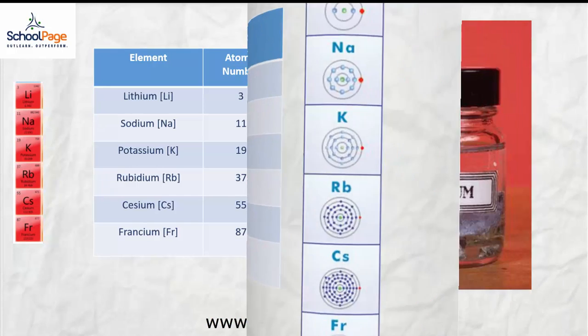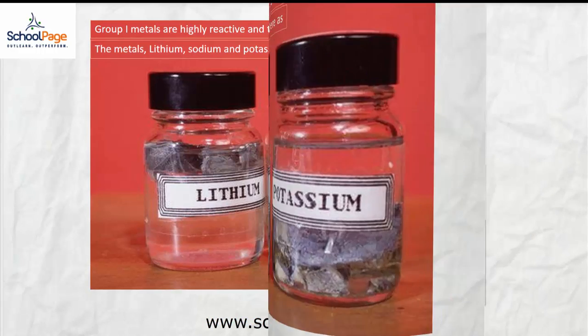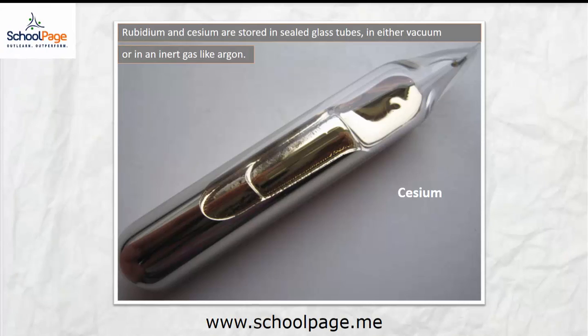Because of their high reactivity, they are always stored in oil. You can see here on the screen, lithium, sodium and potassium are stored in oil, whereas elements like rubidium and cesium are stored in a sealed glass tube, either in vacuum condition or in an inert gas like argon.